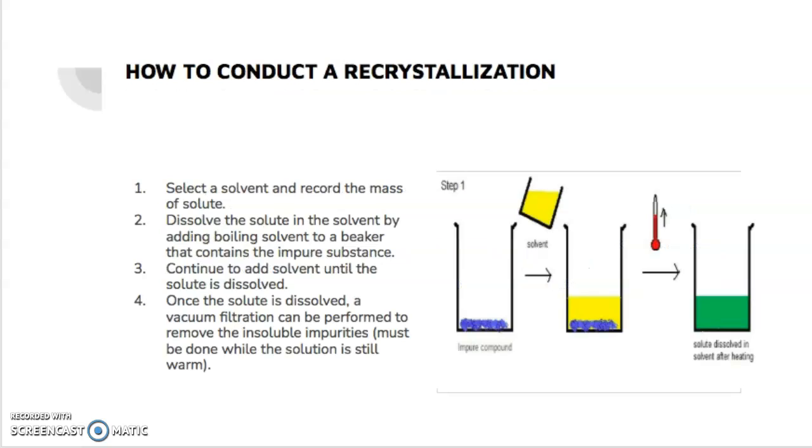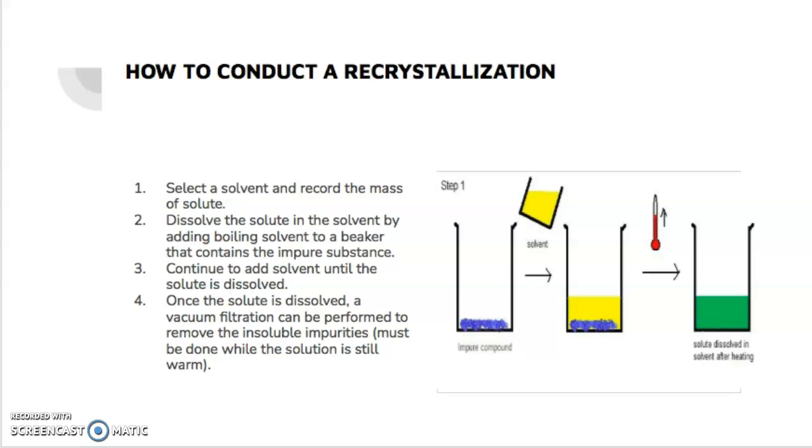And lastly, how to conduct a recrystallization. So step 1, select a solvent and record the mass of solute. Then we're going to dissolve the solute in the solvent by adding boiling solvent to a beaker, and the beaker contains the impure substance. Continue to add solvent until the solute is dissolved, and once the solute is fully dissolved, a vacuum filtration can be performed to remove the insoluble impurities, but this must be done while the solution is still hot or warm.